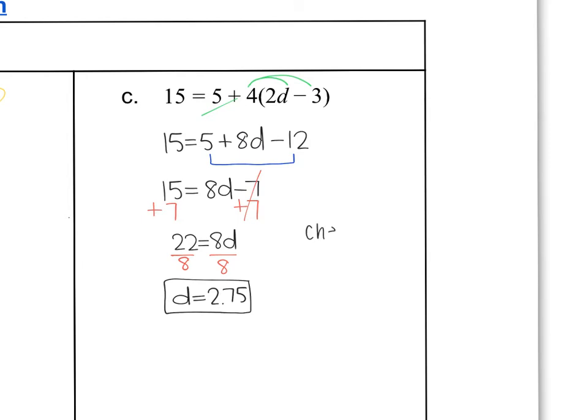When we do our check, you'll probably want to use your calculator for this. So we know it's going to be equal to 15, or it should be. Do 5 plus 4 times 2 times 2.75 minus 3. Type that whole side into your calculator to get 15 equals 15. Let's move on to our word problems here. So go ahead and turn the page.